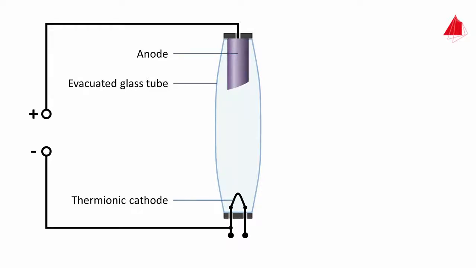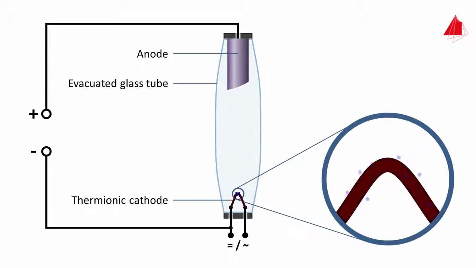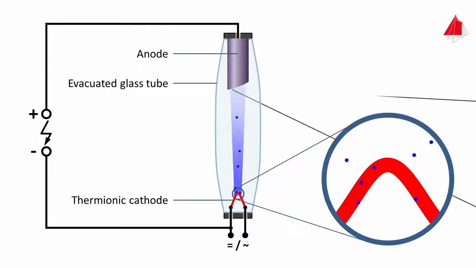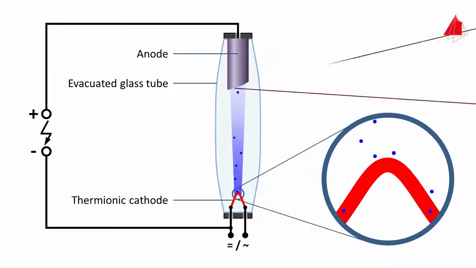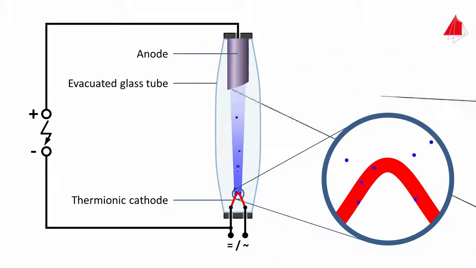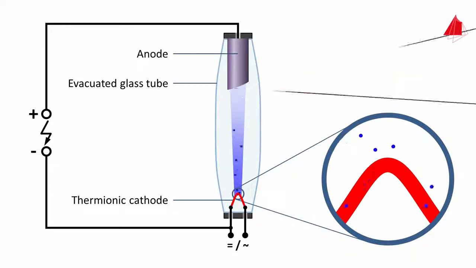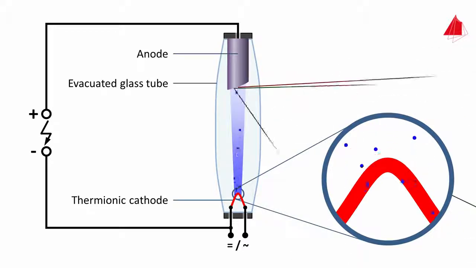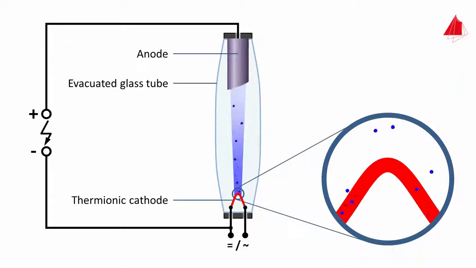From a high voltage source, the positive pole is connected to the anode, and the negative pole to the thermionic cathode. The thermionic cathode is now heated up by an electric current. The thermal movement enables some electrons inside the wire to leave the surface. This is known as thermionic emission. By switching on the high voltage, a strong electric field between the thermionic cathode and the anode is created. This strong electric field accelerates the emitted electrons towards the anode. An electron beam is formed.